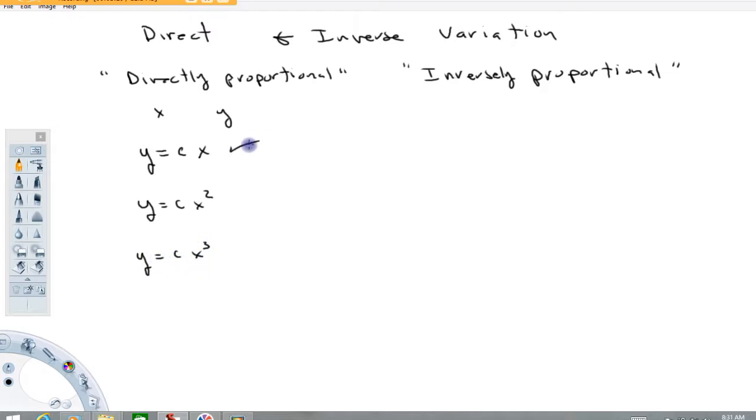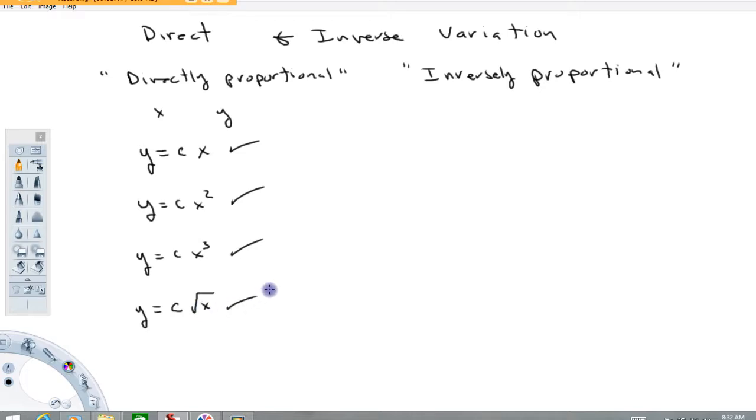So this equation means y is proportional to x. This one means y is proportional to x squared. This third one means y is proportional to x cubed. And I could keep going with any power of x I want. One more example: if y were directly proportional to the square root of x, that would mean y equals a constant times square root of x, and so forth.